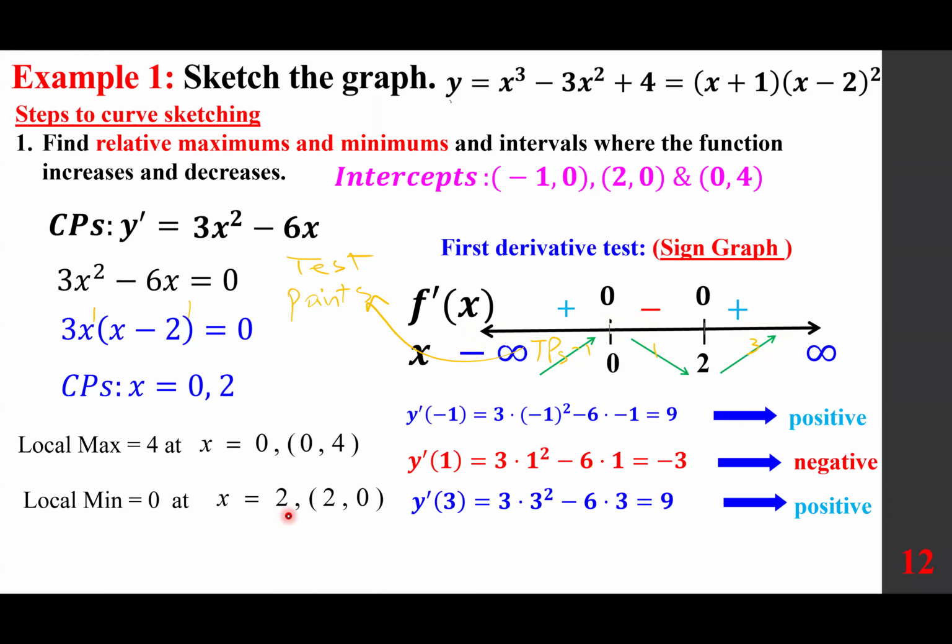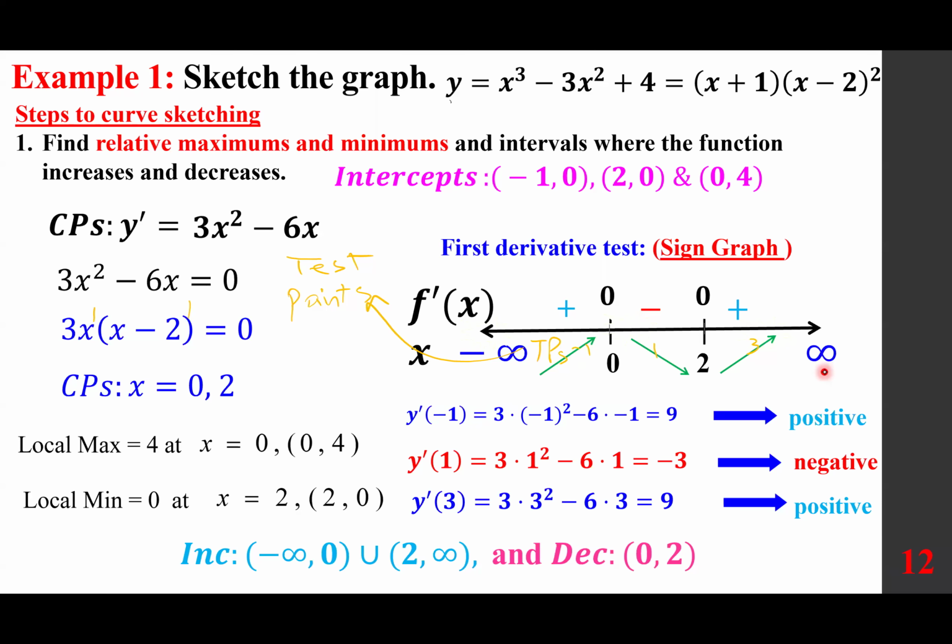Furthermore, the function is decreasing where the sign is negative, from 0 to 2. Positive means increasing, from -infinity to 0, union 2 to infinity. And you write that. So as you can see, we get a lot of information from the first derivative test.